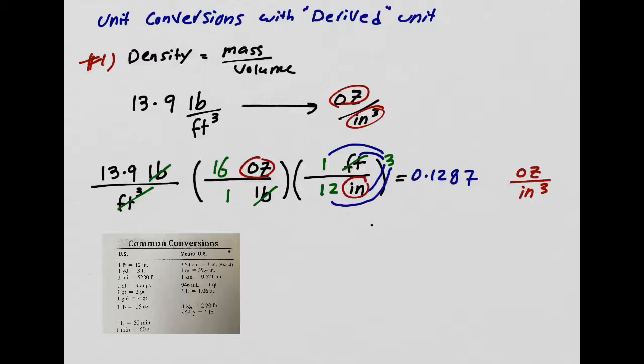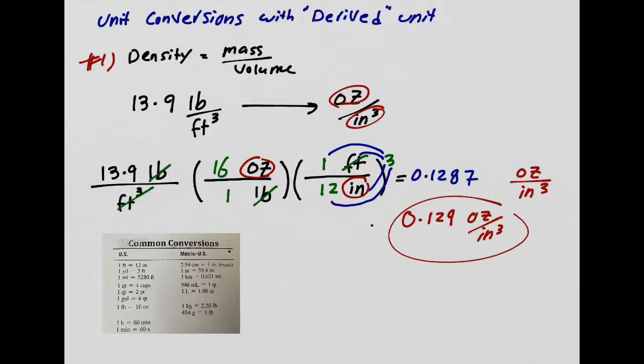I have a 7 there, so I'm going to round up: 0.129. Don't forget the unit. Ounces per inches cubed is my final answer. Don't forget the unit. Don't forget the significant figures. I'm on only 3 sig figs. So far, so good.